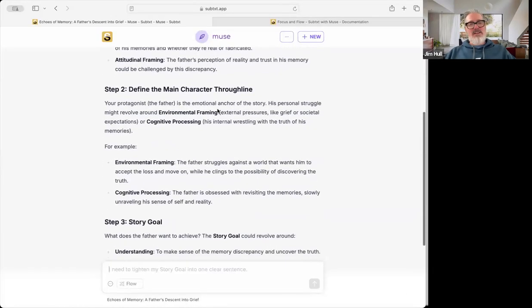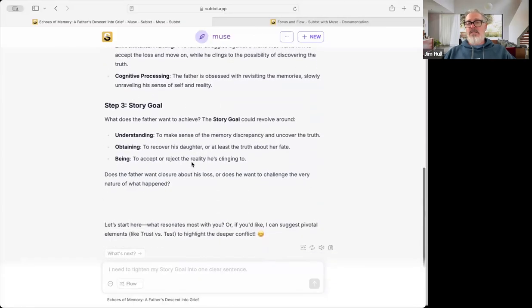And then the main character through line, the protagonist, the father. Now these are the two options that it could get out of that. One was environmental framing. It's in a world without his daughter, like he's missing, that would be his personal thing. Or he's obsessive about it and keeps replaying it over and over again. So those would be two options that it identified.